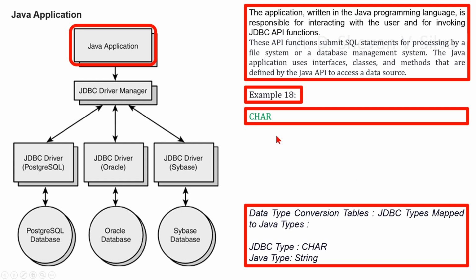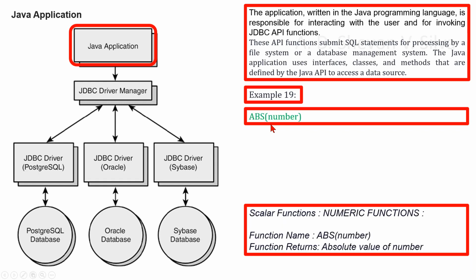Now we are considering JDBC types mapped to Java types in data type conversion tables. Here the JDBC type CHAR and the matching Java type is a String. Now we are considering numeric functions in scalar functions. The function name ABS, number. The function returns the absolute value of number.